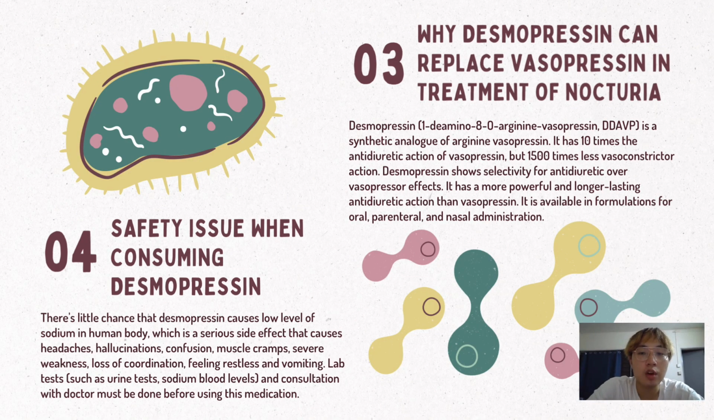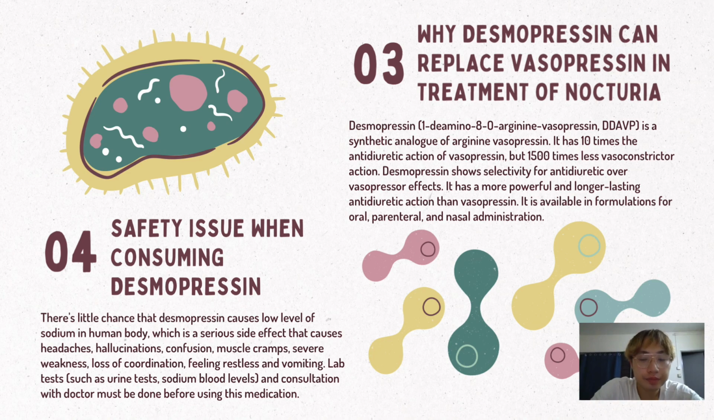So next we have why desmopressin can replace vasopressin in treatment of nocturia. Basically, desmopressin has around 10 times the antidiuretic action of vasopressin, but surprisingly, 1,500 times less vasoconstrictor action. It shows selectivity for antidiuretic over vasopressor effects, and it will lead to a more powerful and longer-lasting antidiuretic action than vasopressin. That is the reason why it can perfectly replace vasopressin in some treatments.